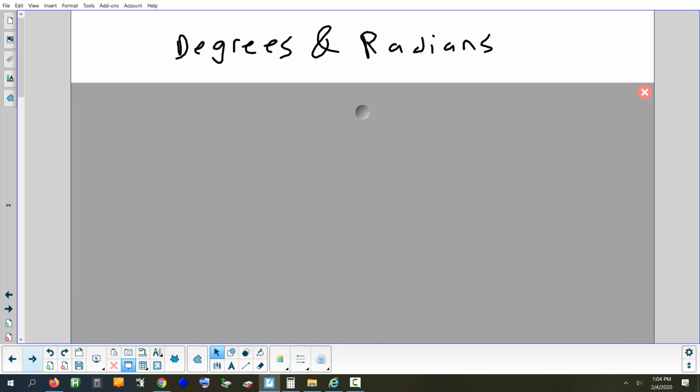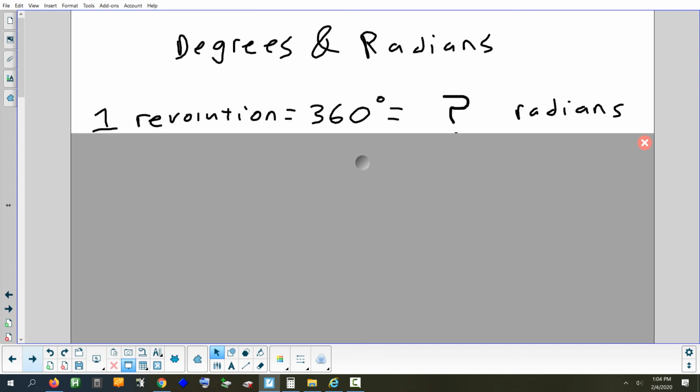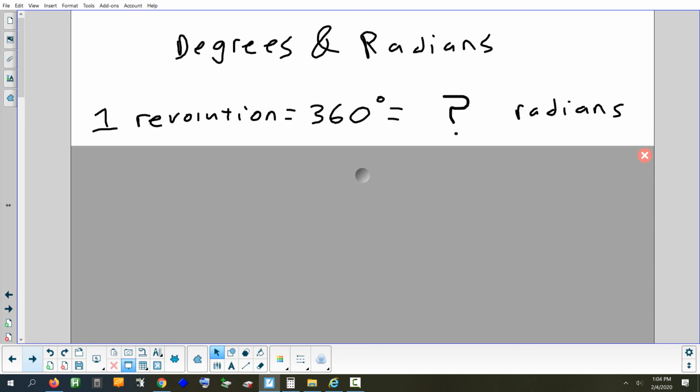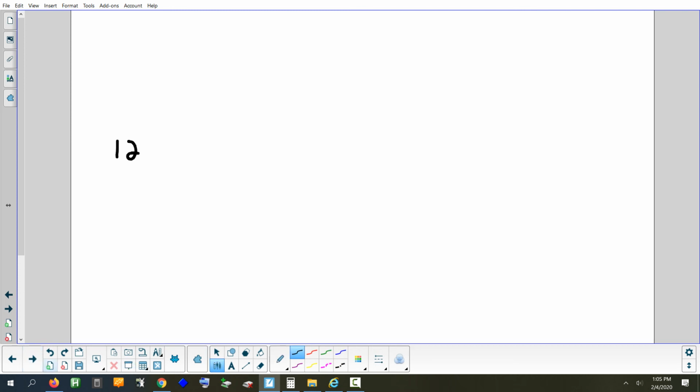So now we're going to talk about how we can measure angles. Okay, one fact you guys already told me. I asked you what would happen if I went all the way around and somebody had said to me that you would get 360 degrees. Well, the other way we can measure an angle is called radians. And what we want to figure out is, in a minute, I want to be able to erase that question mark and fill in a number. I want to know how many radians in one revolution.